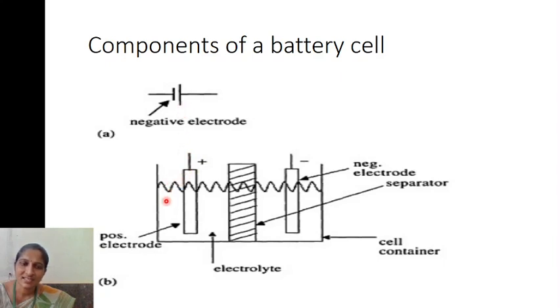Whereas actually a battery will look like this inside. This is the positive electrode, represented with a plus sign, and the negative electrode with a negative sign. In between these two, sometimes a separator will be there, sometimes it will not. These two electrodes are placed in the electrolytic medium. This is the cell container here.